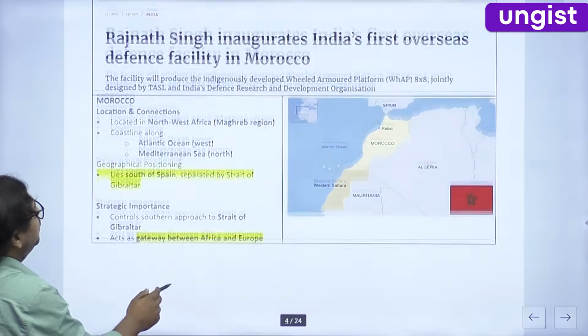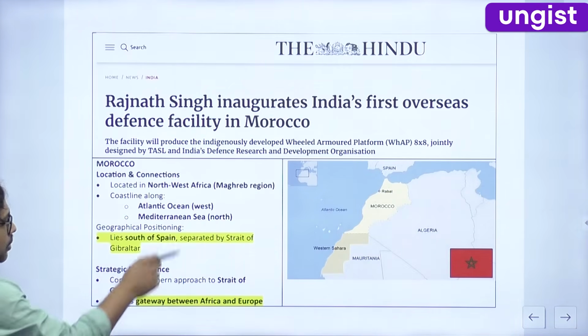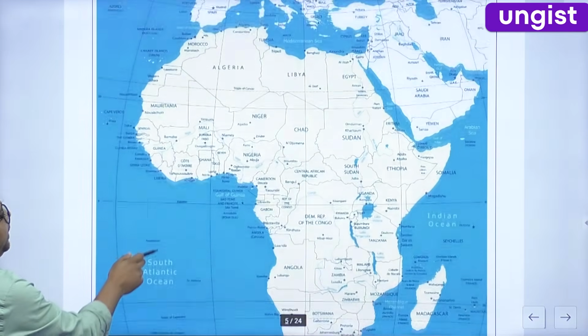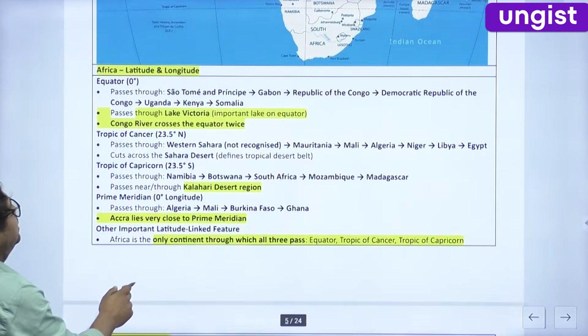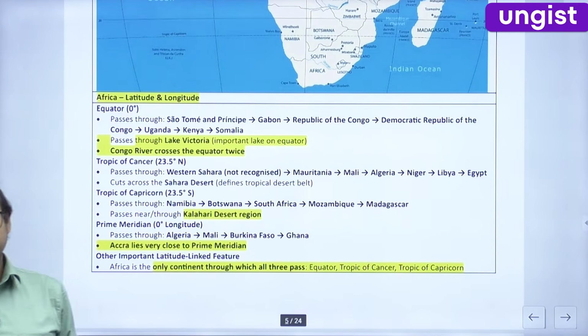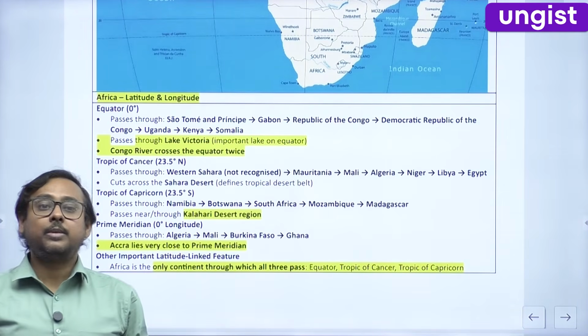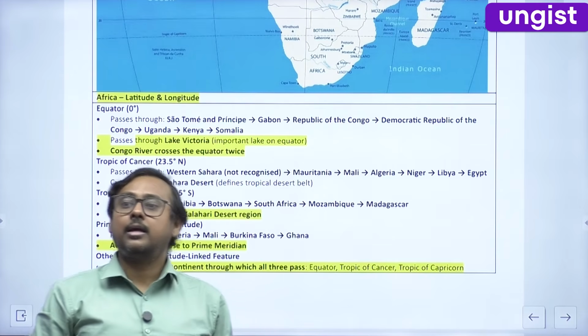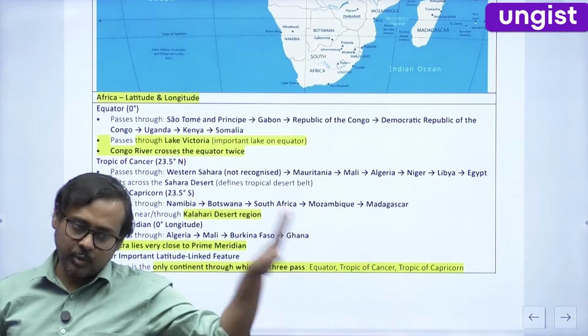This one I have already told you, that it shares a boundary with the Atlantic as well as the Mediterranean, the only country. Now we will do latitude and longitude in Africa, because UPSC had asked: the equator passes through which lake? Lake Victoria. The genesis of which Nile? White Nile, right? We'll come to that later.